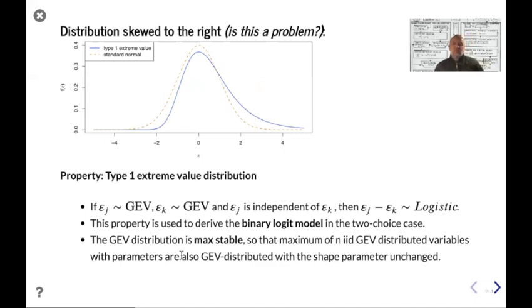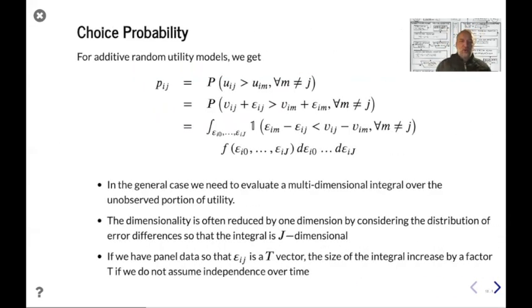Another very convenient property is that the generalized extreme value distribution is max stable. If you take the maximum of n different GEV distributed variables with the same parameters, then it is also generalized extreme value distributed with the shape parameter unchanged. We also get a nice closed form for the expectation of the max of many different iid extreme value terms. These are very practical things that make econometrics easy, because the alternative is this.